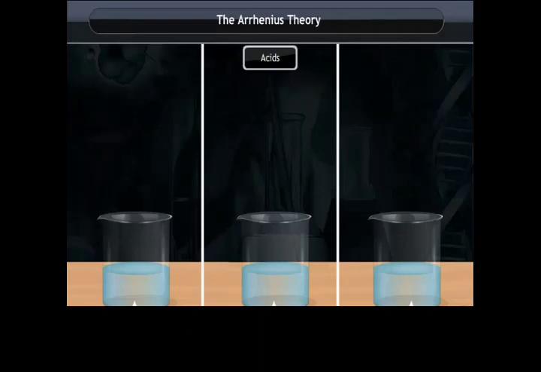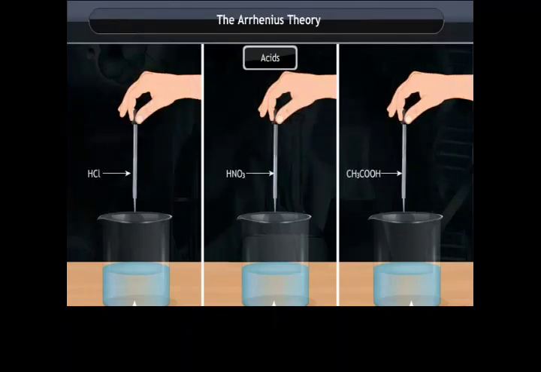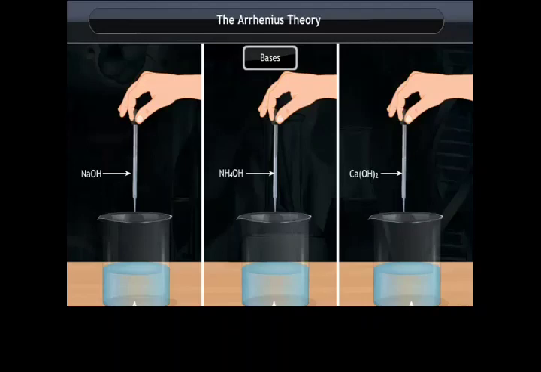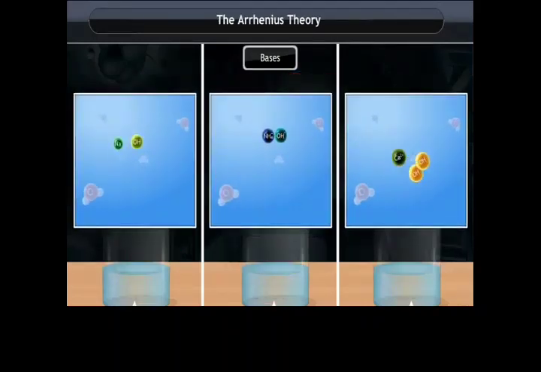The Arrhenius theory. According to the Arrhenius concept, an acid is a molecular substance that breaks up in aqueous solution into hydrogen ions and anions. An Arrhenius base is defined as a substance that releases hydroxide ions in aqueous solution.